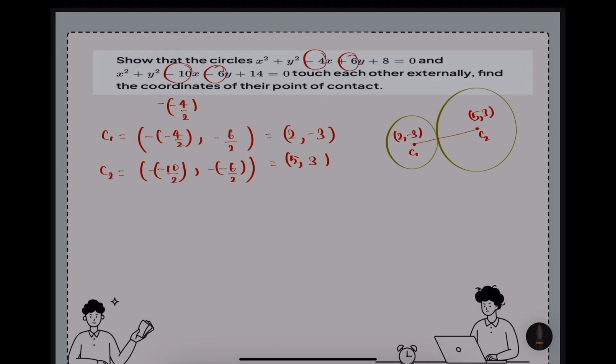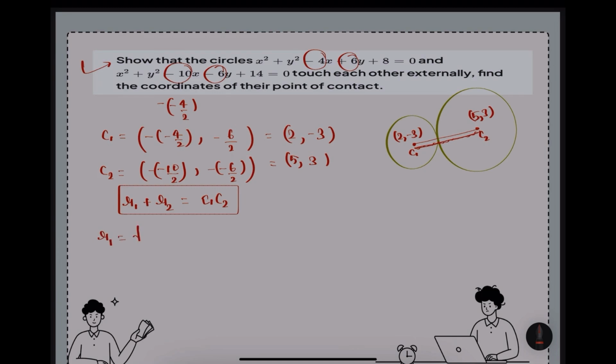So you have two centers, and if you observe this case, you will figure out that radius 1 plus radius 2 will be equal to the distance between the centers. Correct? So can I say that radius 1 plus radius 2 is equal to the distance between C1 and C2? If this case is valid, then it is proved that both circles are touching each other externally. So we have to find out the radius. Okay, so I'll go with radius 1.